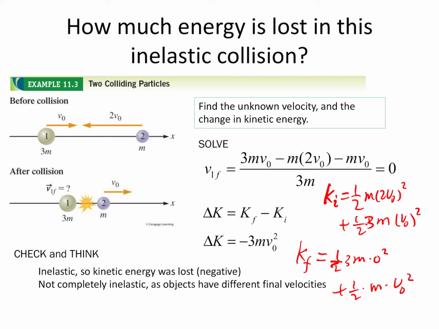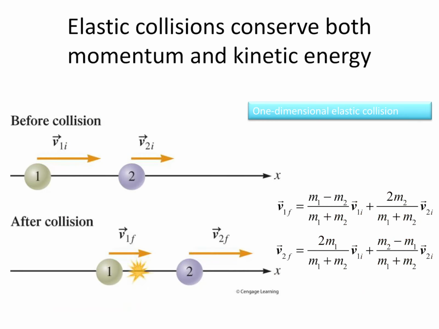So what kind of collision is this? Is it an elastic collision or an inelastic collision? Because there is energy loss, it has got to be an inelastic collision. But it's not completely inelastic, because these two objects don't stick together. And for the elastic condition, there is an equation that we can use. These two equations you will probably need to write down on your cheat sheet for the next exam.